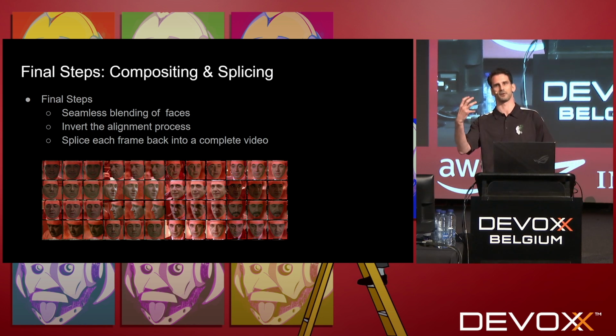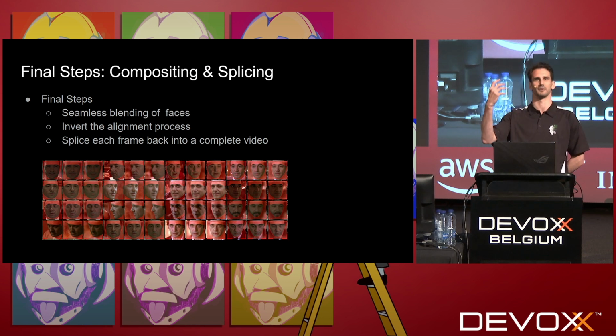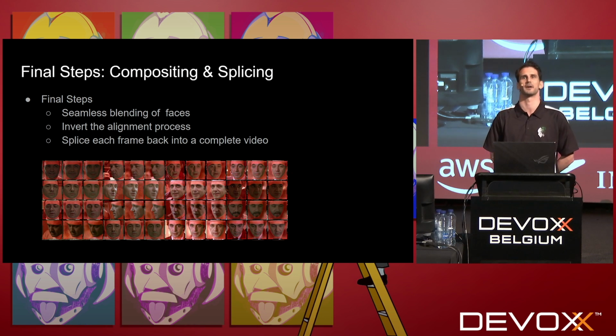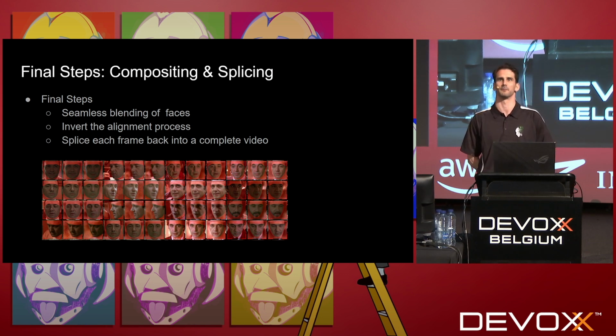And then we have this cropped face that we need to invert the alignment process on, to zoom it out, to rotate it, to yaw it up and down as we see fit to match the original frame. And then we're going to be splicing that frame back into the original video, mixing it with the audio, recompressing it and making it the end result video.